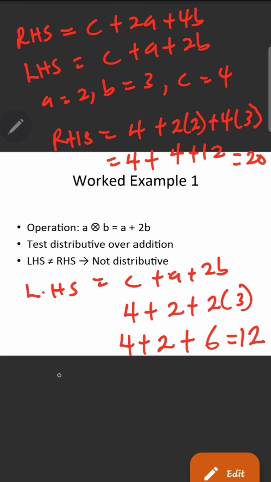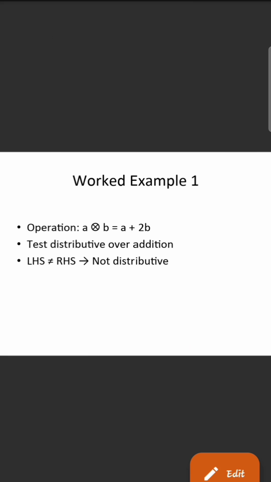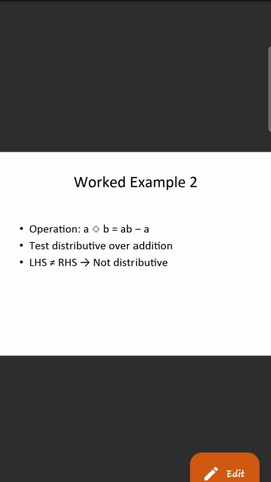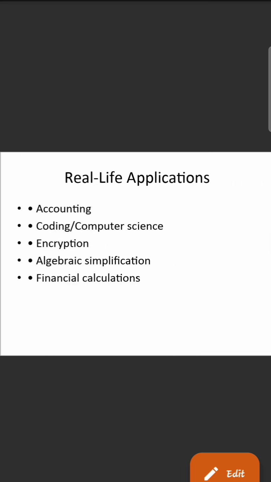So we can see that 20 is not equal to 12. So the left hand side is not equal to the right hand side. So it is not distributive. Assuming they were equal, then we would say they are distributive. So you have to try to work on this on your own. This second example is for distribution as well.